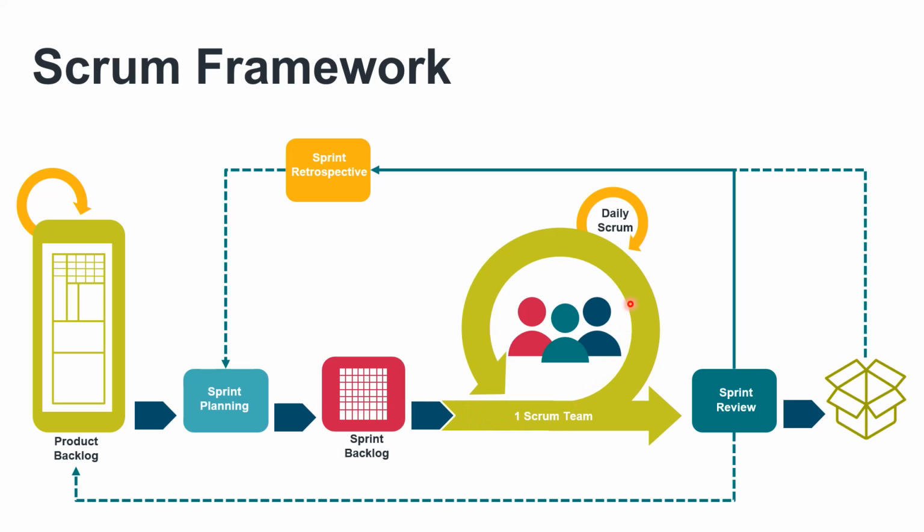The sprint itself is represented by this circle with an arrow. It also has a smaller one on top, representing daily Scrum meetings, which happen on every day of the sprint. This is when the actual work, the actual development, is done by the development team.